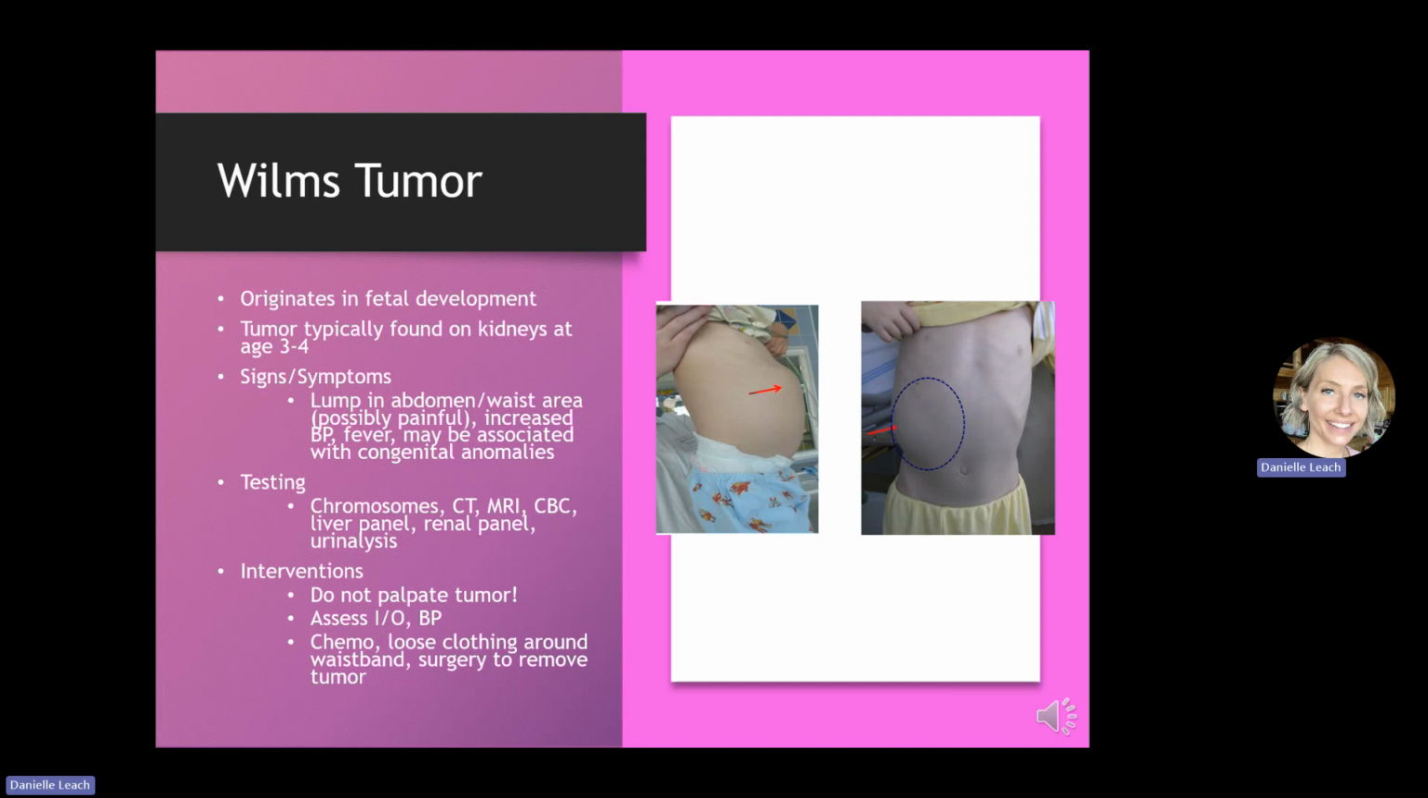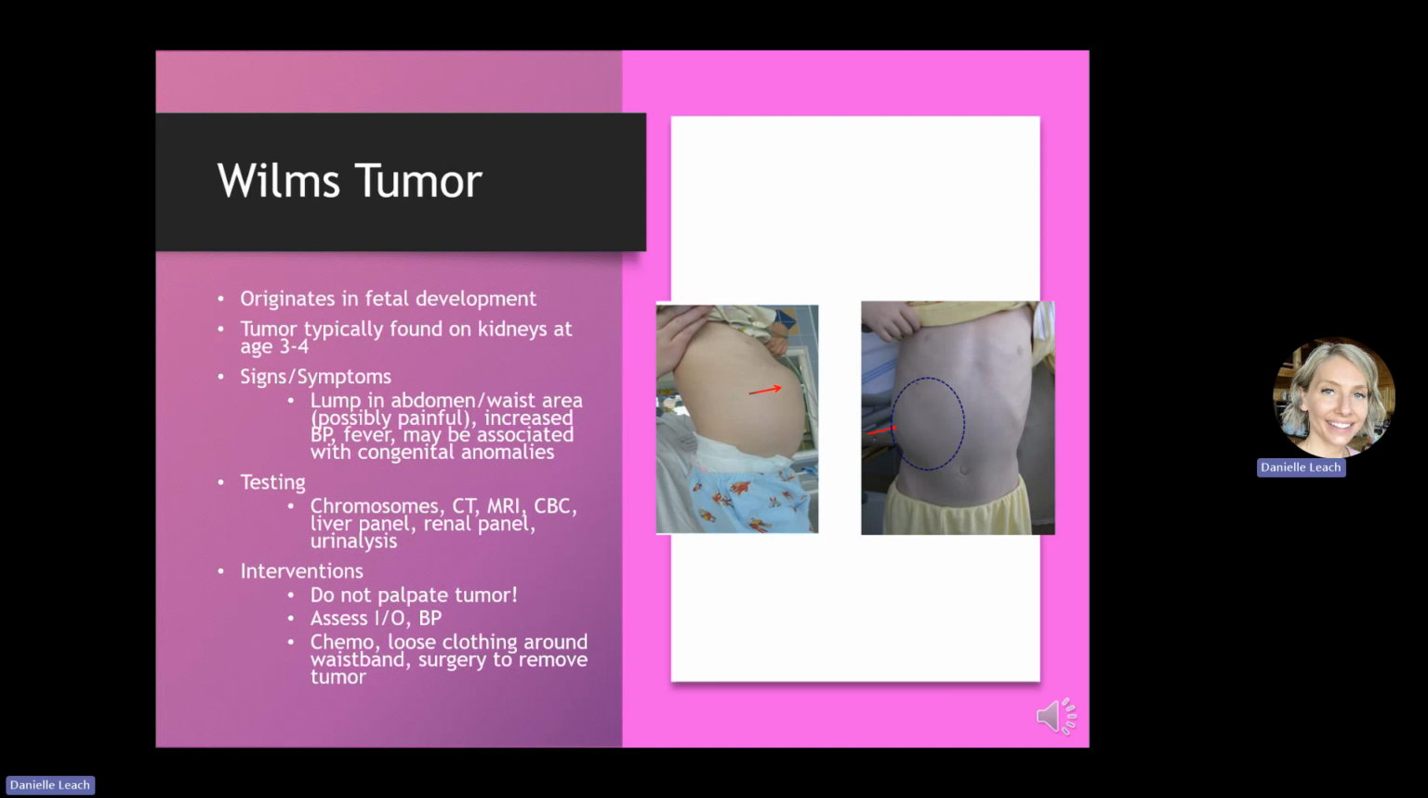Wilms tumor is one that actually originates in fetal development. So basically the child is born with this tumor and we just don't know at that time. And then it's typically found on the kidneys around age 3 or 4. Parents usually report finding a bump around their waistband area or diaper area during, say, bath time. So basically, this tumor is on the kidneys. It can be on one or both of the kidneys.